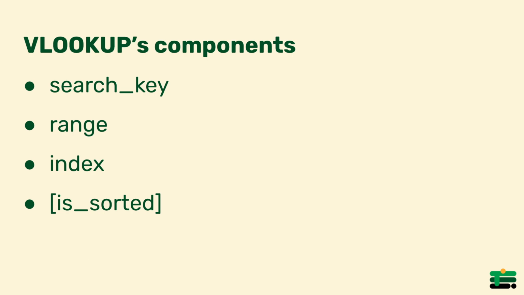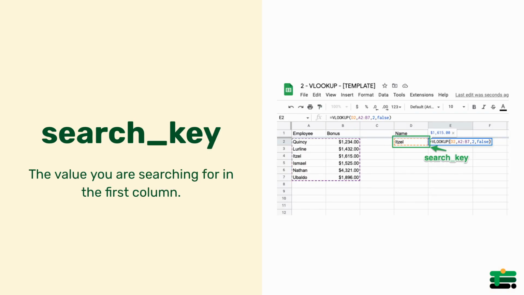When you break down the components, the different pieces of information that you bring into the formula are search key, range, index, and is sorted. The search key is the first piece of information or first argument that you input into VLOOKUP. This is the piece of information that you have that is a reference for the information you're looking to find.